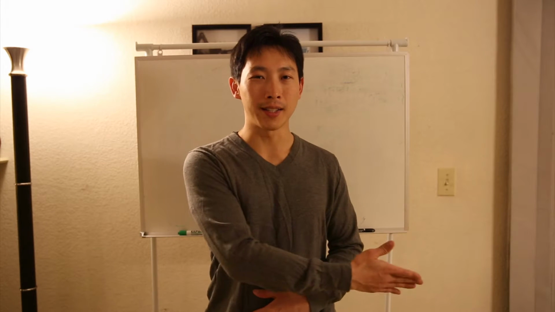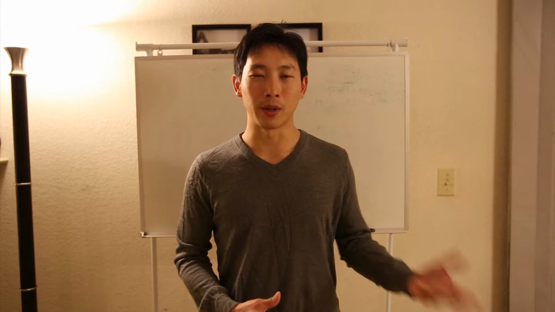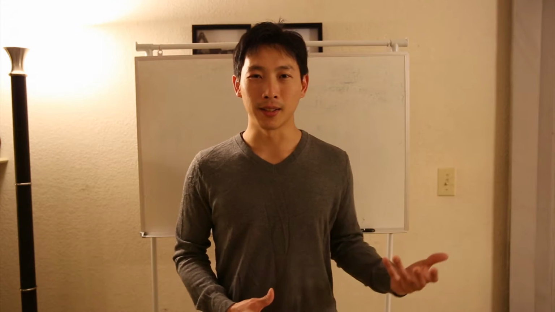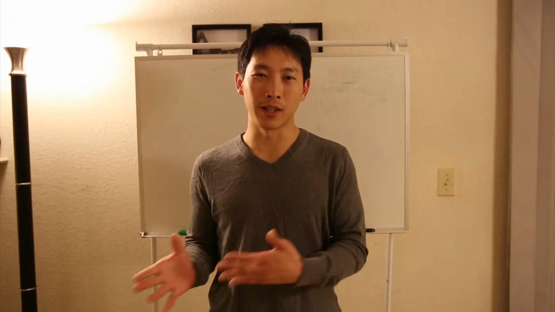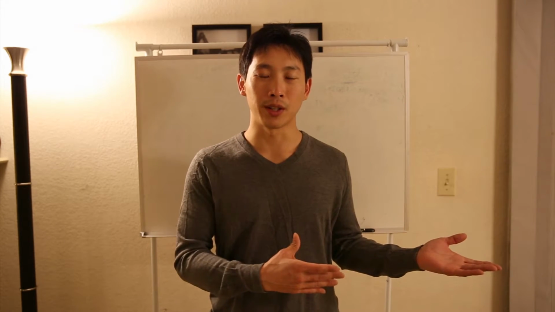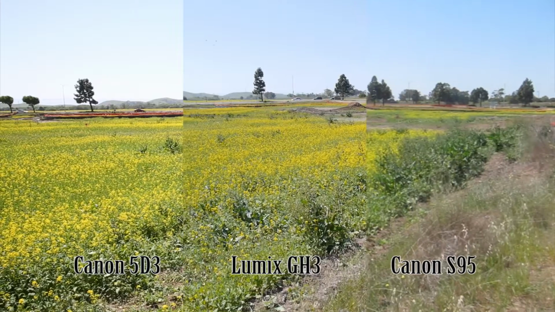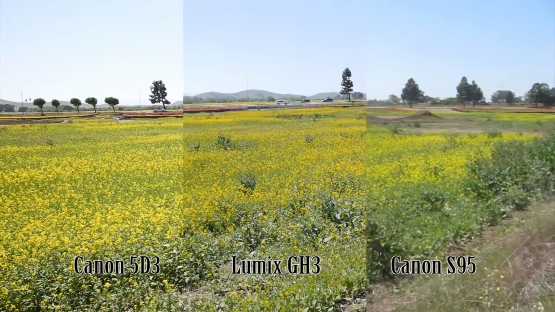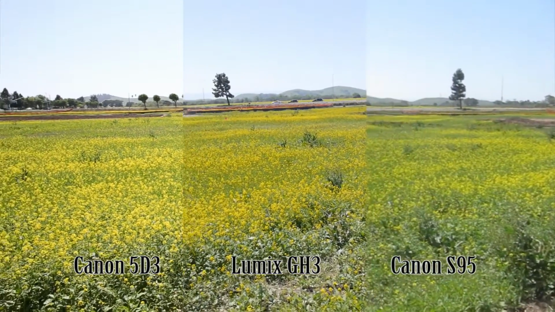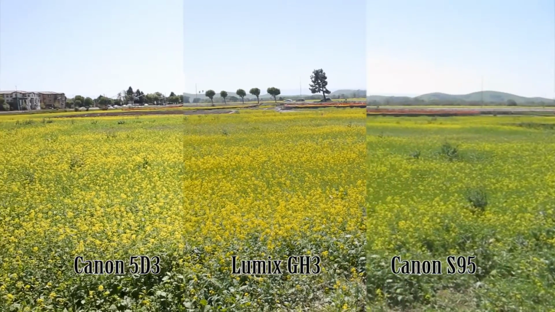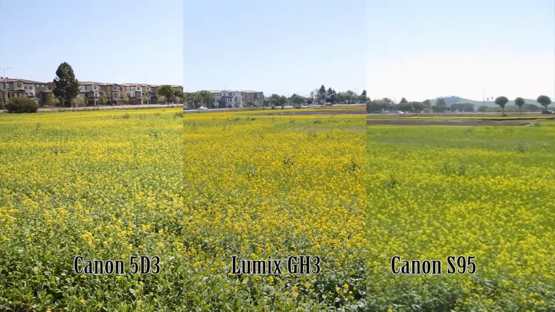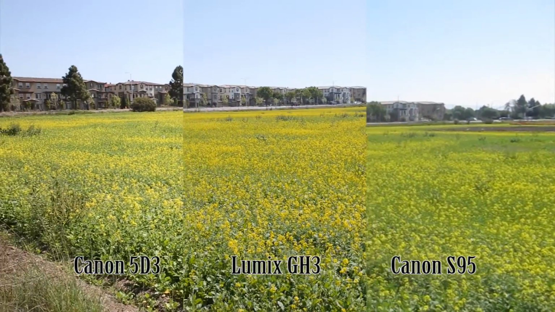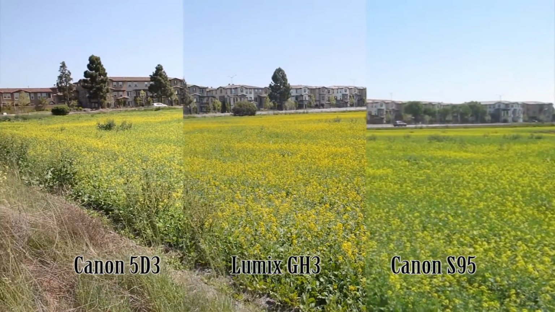You will notice that the S95 is scaled up to 1080p, so the resolution is not as good, but it gives a good comparison of what the digital SLR versus a point and shoot can do for video. You'll notice in this video that the sky of the Lumix GH3 looks a little bit bluer. That's because I left a haze filter on there accidentally, and so the haze might be a little bit removed.